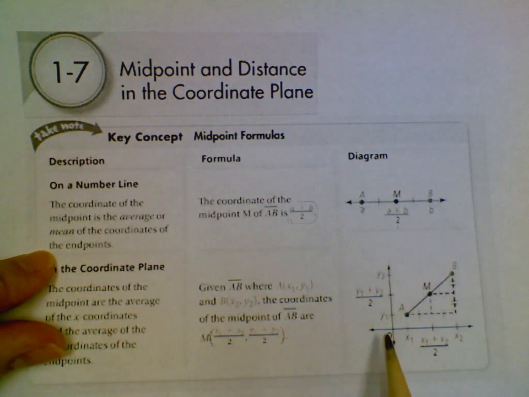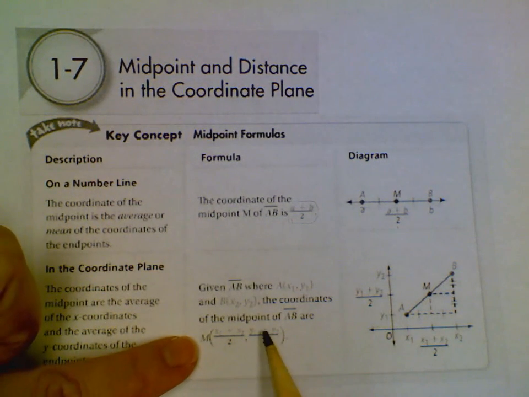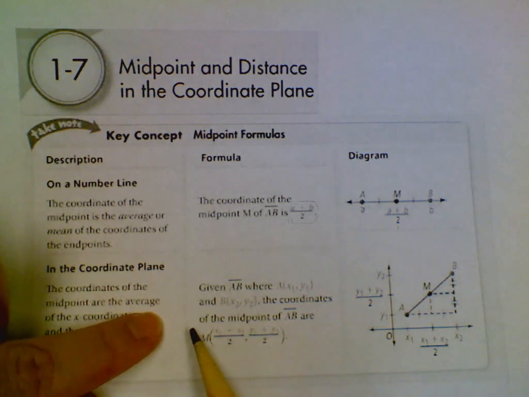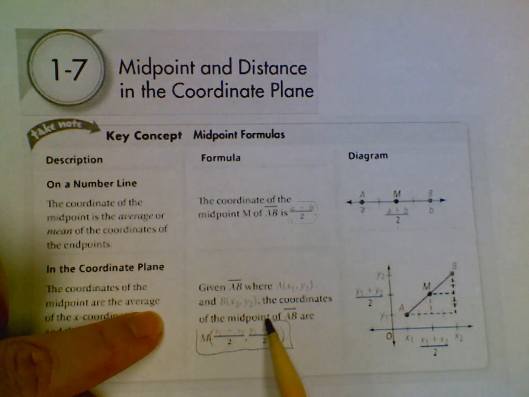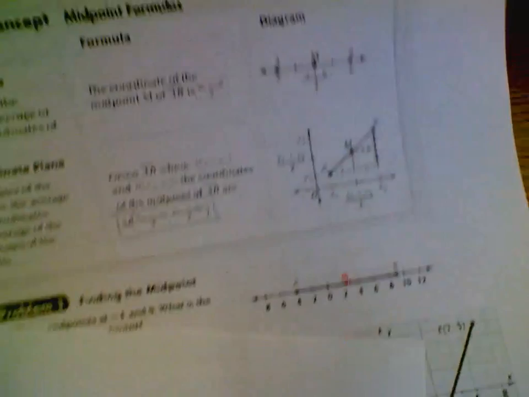If I'm in a coordinate plane, we're still going to find the average, but we've got to find the average of the x's and find the average of the y's. So that's why you may want to highlight this formula, because that's the one that we'll end up using for midpoint. So let's look at that.